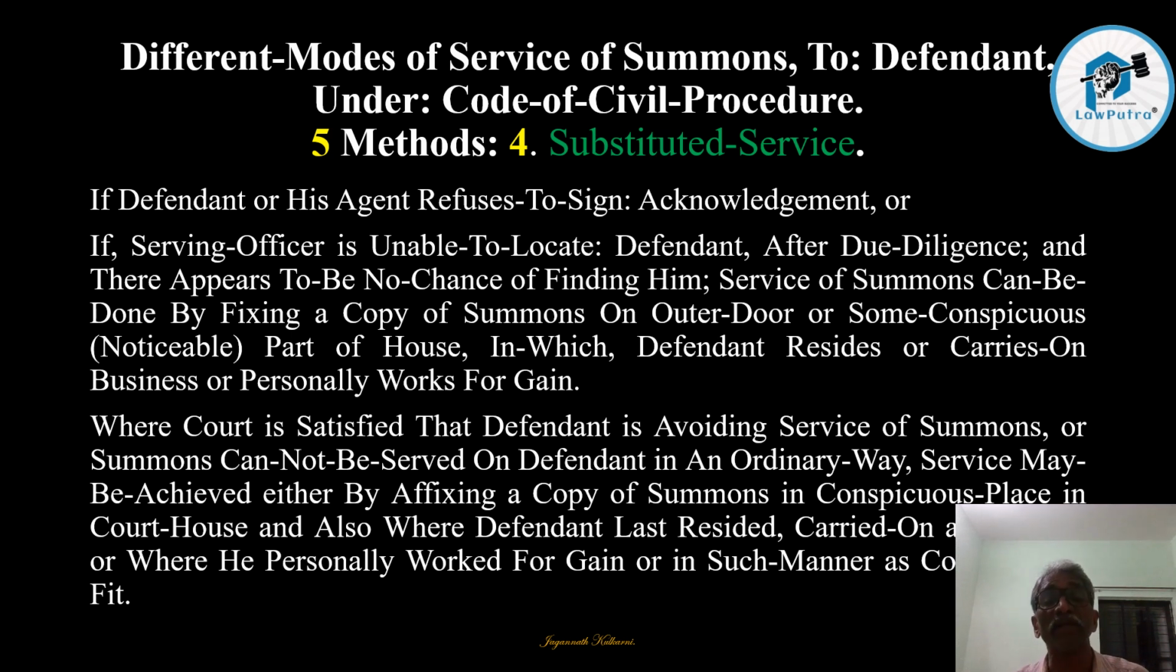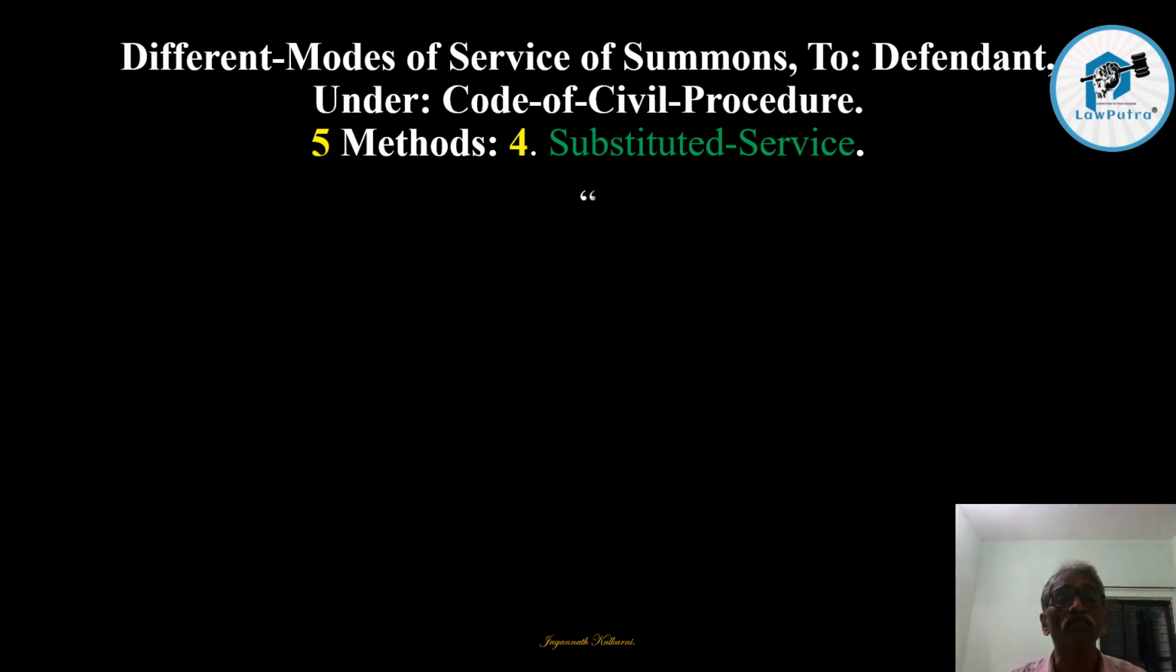Where the court is satisfied that the defendant is avoiding service of summons, or the summons cannot be served on the defendant in an ordinary way, service may be achieved either by affixing a copy of the summons in a conspicuous place in the courthouse and also where the defendant last resided, carried on business, or personally worked for gain, or in such manner as the court may think fit. Remember, this is the past tense.